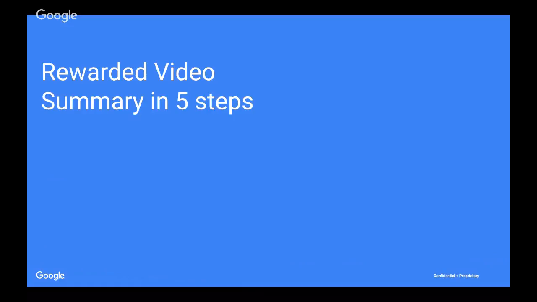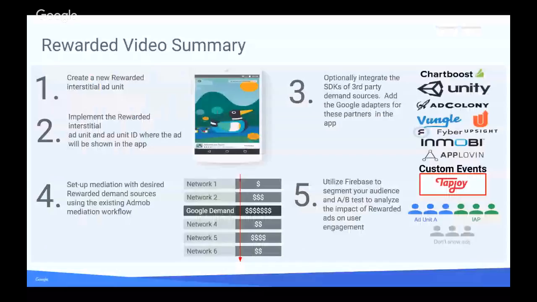So, real quick summary in 5 steps. Remember, we asked you, like, what's one specific in-app purchase offering that you currently have, and use it as a test for yourself. And let's say that you've chosen your game where you have extra levels. So what do you do next once this video is over? There's 5 steps to get this done. You create a new rewarded interstitial ad unit, and you implement the reward interstitial ad unit and add the unit ID where the ad will be shown in the application, right?